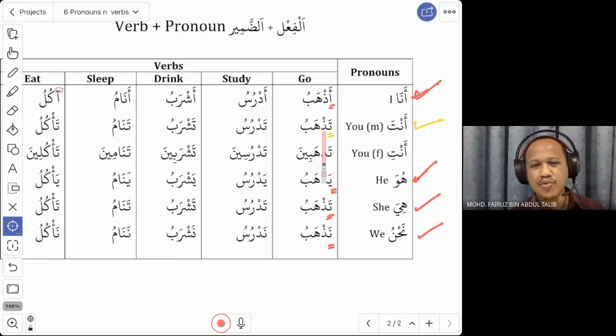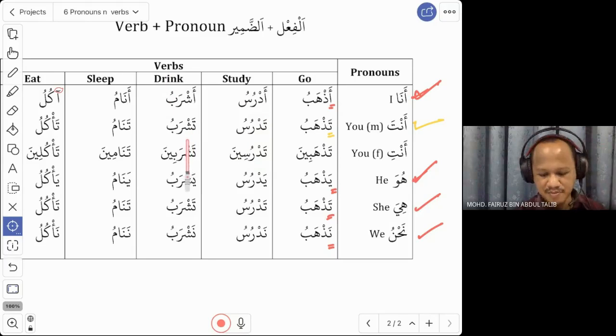So we say anta tazhabu. For adrusu, study, you say anta tadrusu, similar to hiya. Hiya tadrusu, anta tadrus. For example, you want to ask a question: what do you study? Maza tadrus. You can use this word. And then you will respond: oh, I study. So how do you say I study? Adrus. So it will involve the skill of changing this ta or ya and also na. Okay, this is for tadrus.